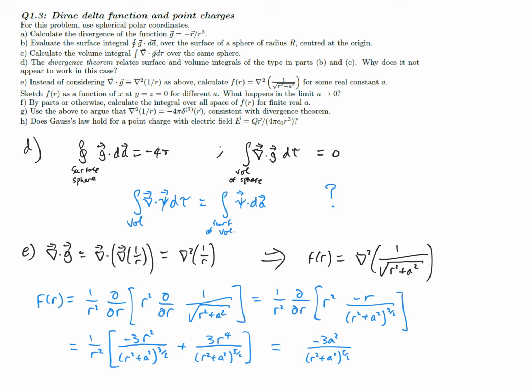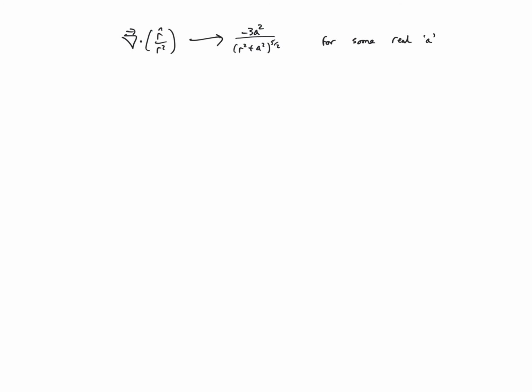So the whole point of this is that we can approximate the divergence of this vector field r hat upon r squared, which in the end, of course, is supposed to represent the electric field due to a point charge. We can approximate that to this function f of r. Good. What does this function f of r look like? Let's plot it. Okay, so the idea is to approximate the divergence of r hat upon r squared by this function for some particular value of a. Let's see what it looks like when we sketch it.